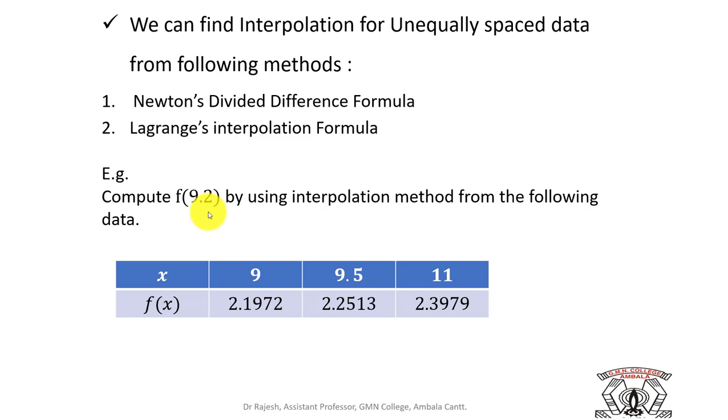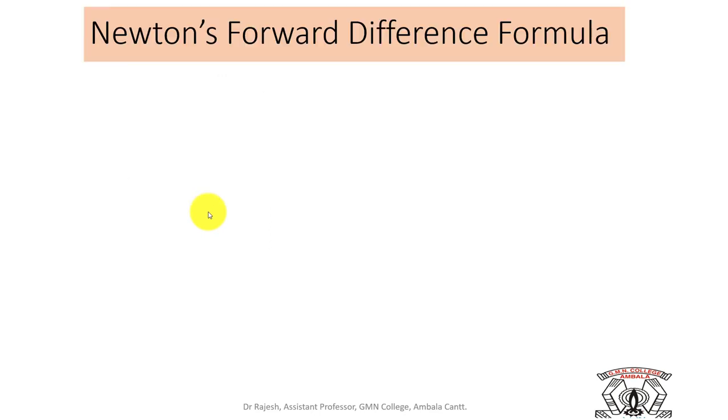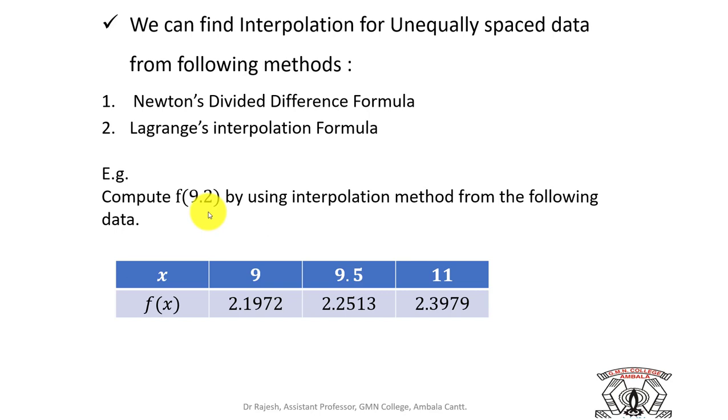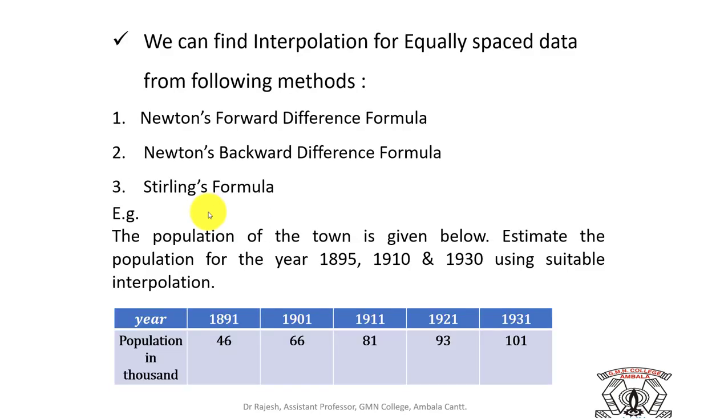So which technique will we use? We'll use these two formulae to approximate the value of the function at the point. These are some of the formulae that we have discussed. Once again, I am going through Newton's backward difference formula, Newton's forward difference formula, Stirling's formula, and along with it we will also study Bessel's formula and something like that.